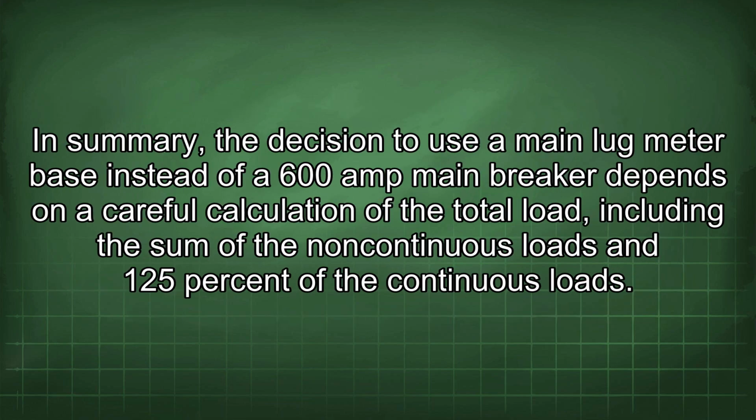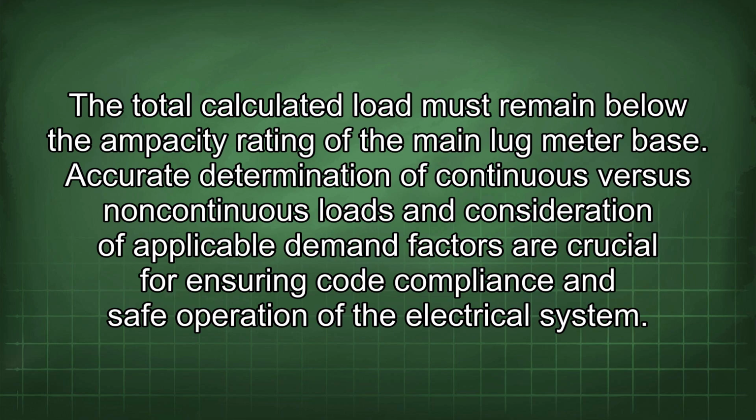In summary, the decision to use a main lug meter base instead of a 600 amp main breaker depends on a careful calculation of the total load, including the sum of the non-continuous loads and 125% of the continuous loads. The total calculated load must remain below the ampacity rating of the main lug meter base. Accurate determination of continuous versus non-continuous loads and consideration of applicable demand factors are crucial for ensuring code compliance and safe operation of the electrical system.